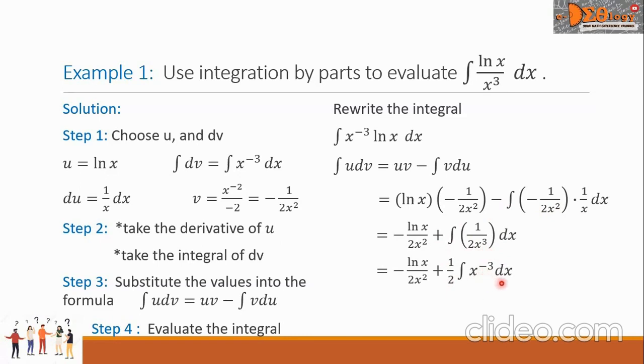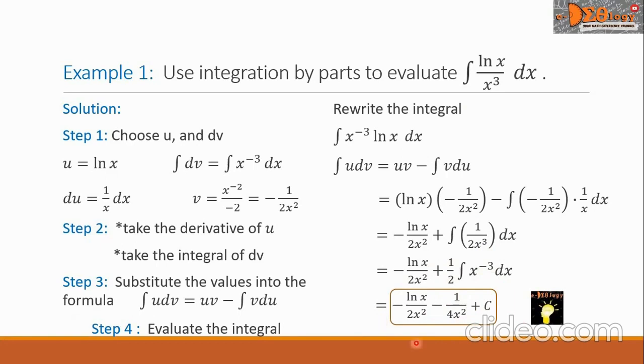power, then the dx. Let us now evaluate this integral. So we have now 1/2 times the integral of this x raised to negative 3. We have x raised to negative 2 over negative 2. We can simplify this part into negative 1 over 4x squared. This is now the final answer.